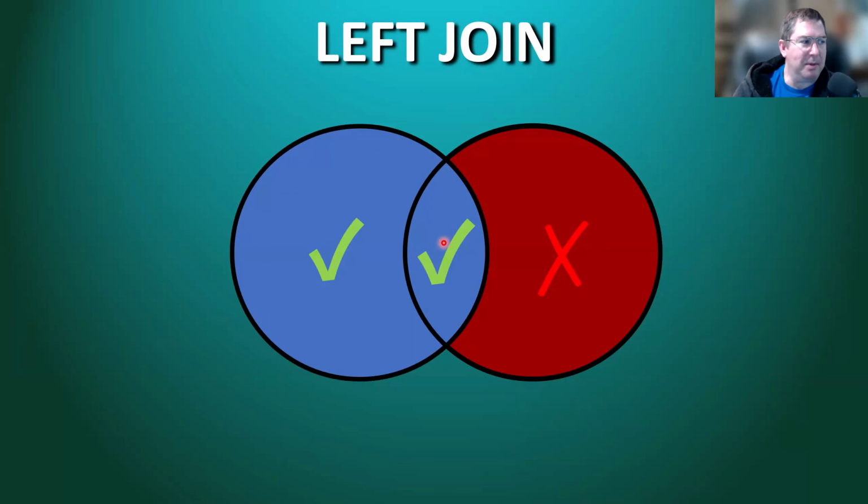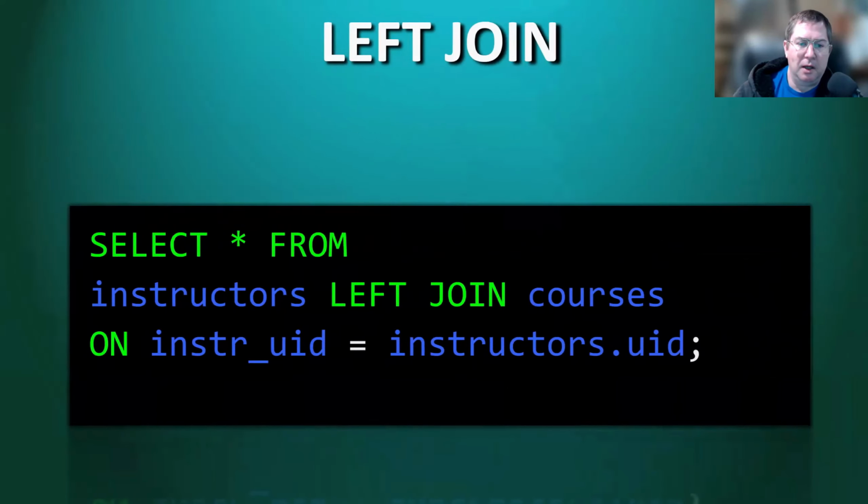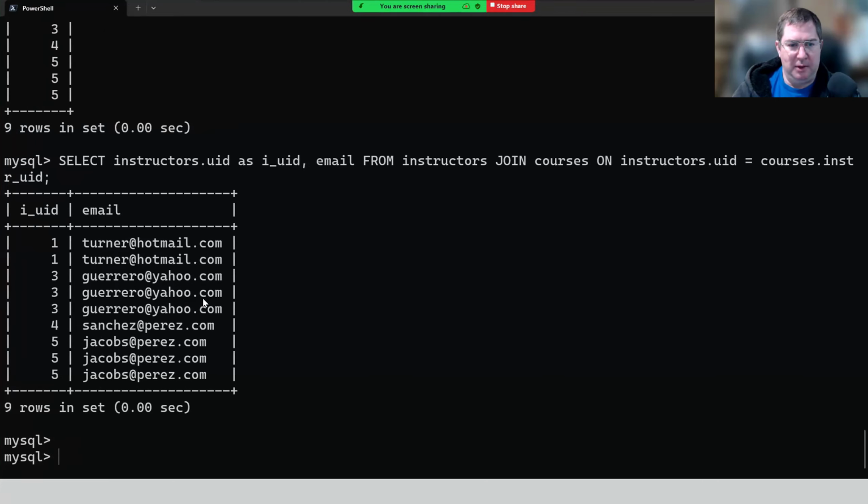But what will happen, well, let's talk about the syntax first: select star from instructors. We're going to add the left in front of the join keyword, and everything else remains the same. So this is considered the left-hand table. This is considered the right-hand table. Everything from here will be included at least once. So let's take a look.